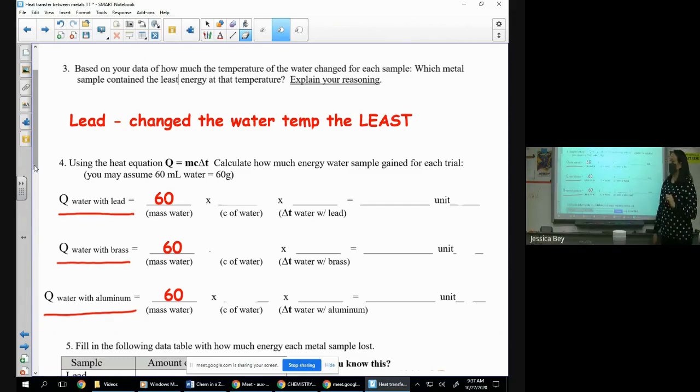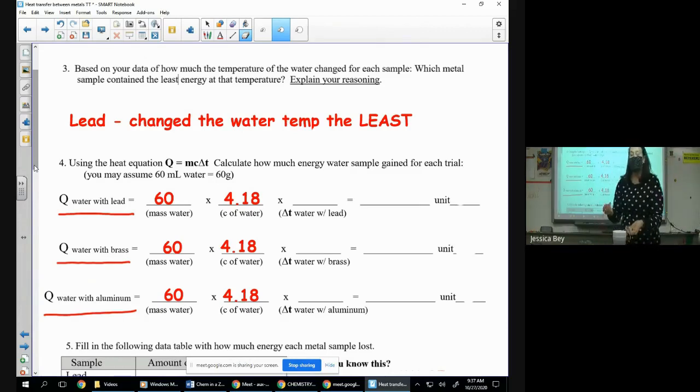The other nice thing about water, what is always the specific heat capacity of water? 4.18. So those 60 grams of water always had a specific heat capacity of 4.18. So the only thing that was different was how much the temperature could change with each metal.